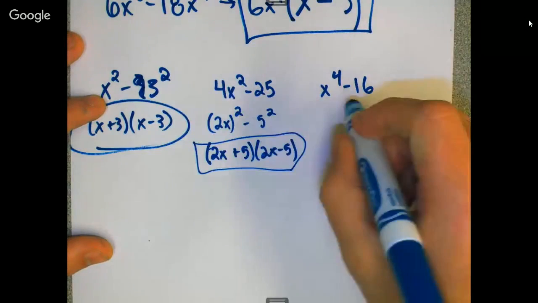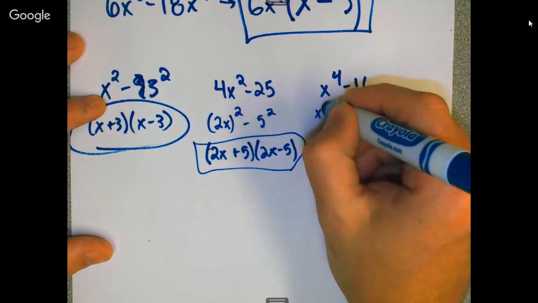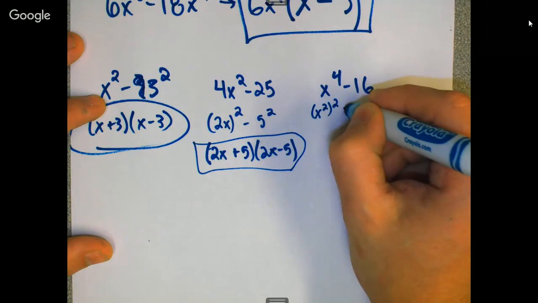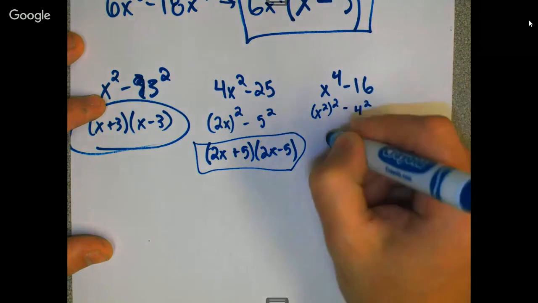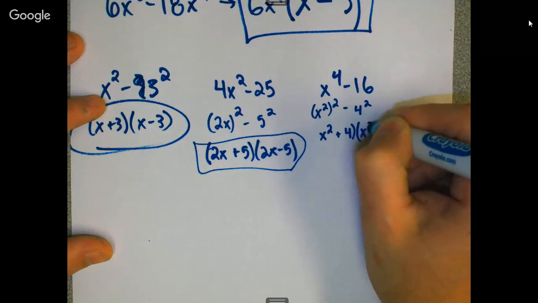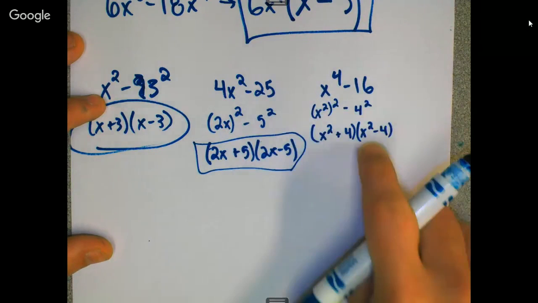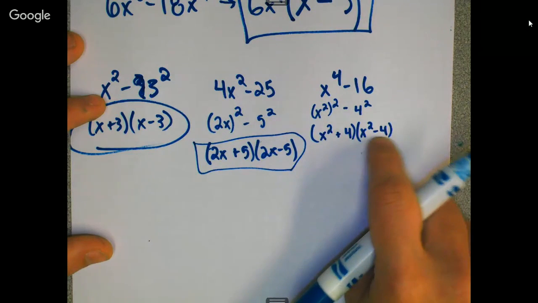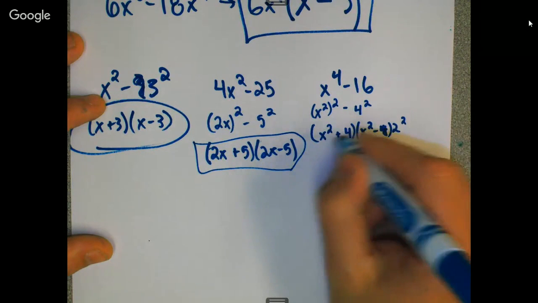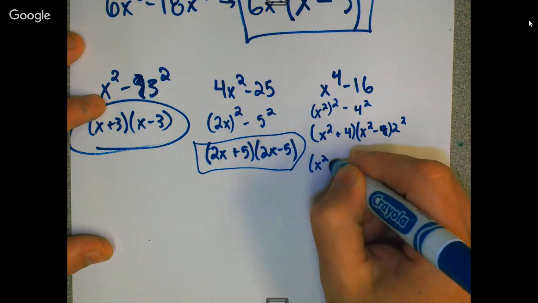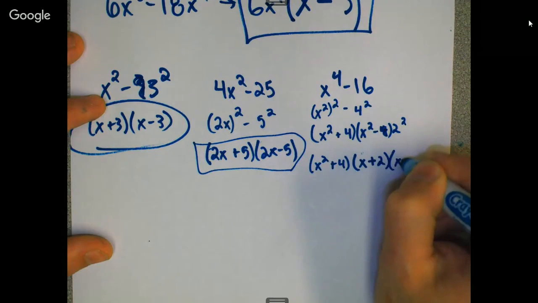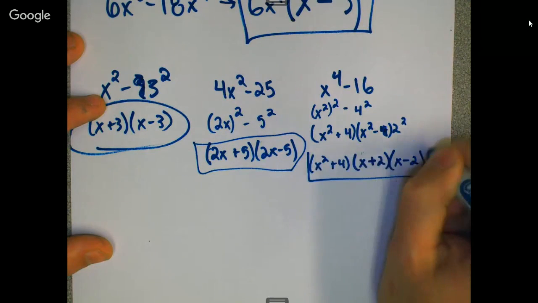Okay, this one's a little bit tricky. So I have x to the 4th minus 4 squared. So that is x squared plus 4, x squared minus 4. Now, if we look again, we can do this one also. Okay, 4 is 2 squared. So this one I can't do. I don't have a sum of squares. But this one will be x plus 2, x minus 2. Now that one is completely factored.